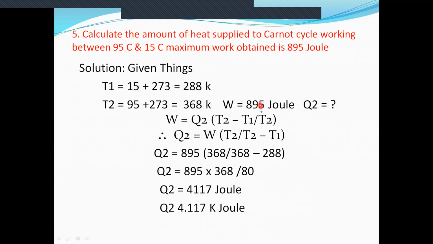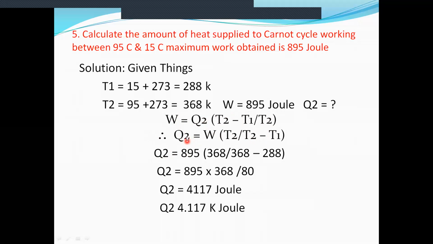See, in the previous problem what was it? Q2 was given and W had to be found. And here, W is given and Q2 has to be found. So what is the formula? W is equal to Q2 into (T2 minus T1) upon T2. Therefore rearranging this formula, Q2 is equal to W multiplied by T2, and this goes below, T2 minus T1. Therefore the formula is Q2 is equal to W into bracket T2 divided by T2 minus T1. This is the formula for calculating the heat absorbed.